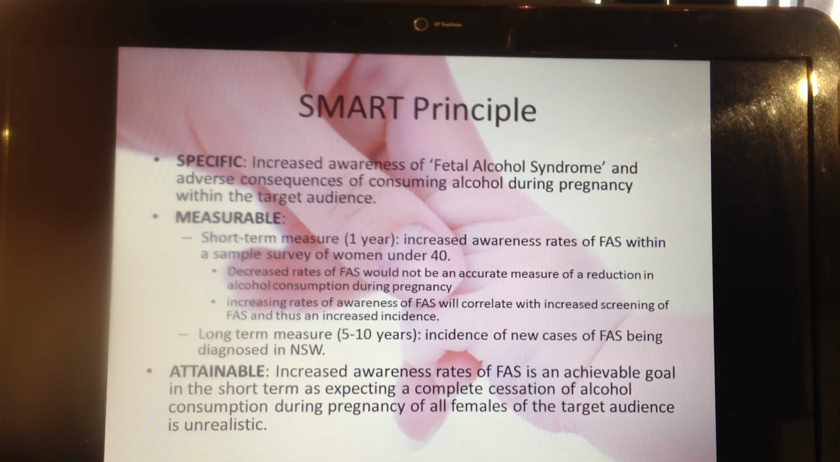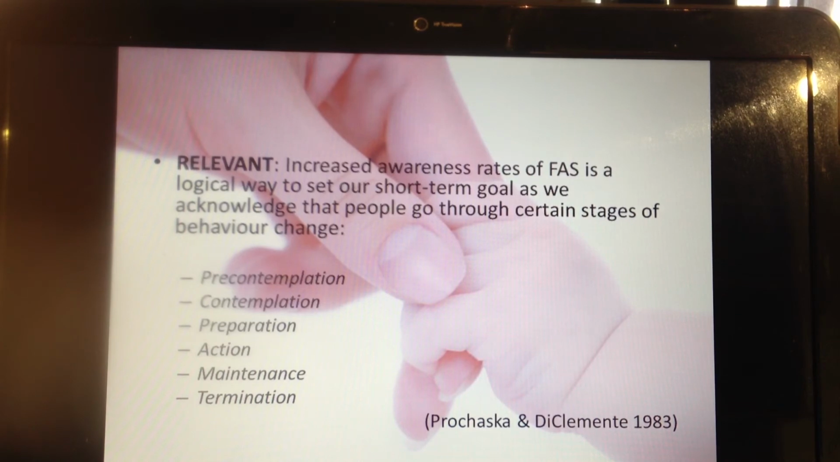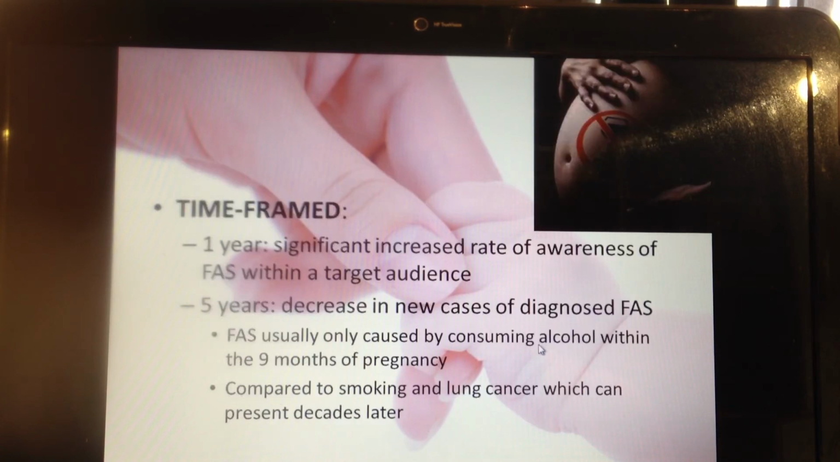Our goal is attainable, as increased awareness rates is an achievable goal in the short term, and our goal will also be relevant. So aiming for increased awareness rates of FAS is a logical way to set our short-term goals. We acknowledge that people go through certain stages of behaviour change, such as these ones, and we also acknowledge that not everyone is at the same stage of behaviour change, so it would be unrealistic to assume that everyone would change their behaviour at the same time. And time frames, so as we discussed earlier, increased rates of awareness of FAS within our target audience within a year, and also within 5 years a decrease in the new cases of diagnosed FAS.